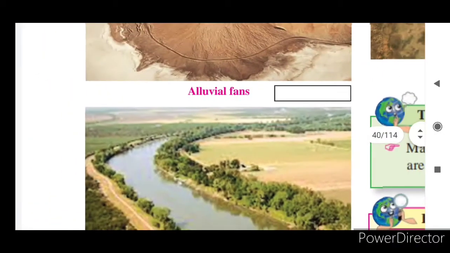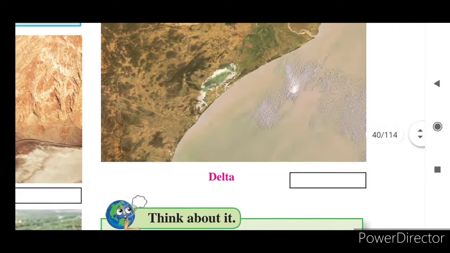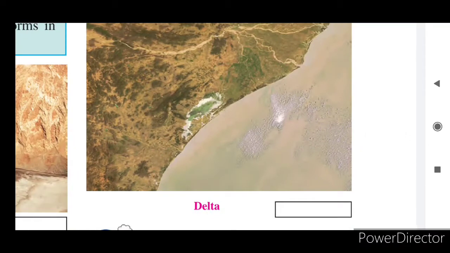Now we will discuss the next, what is given here, delta. So what is the meaning of the delta?